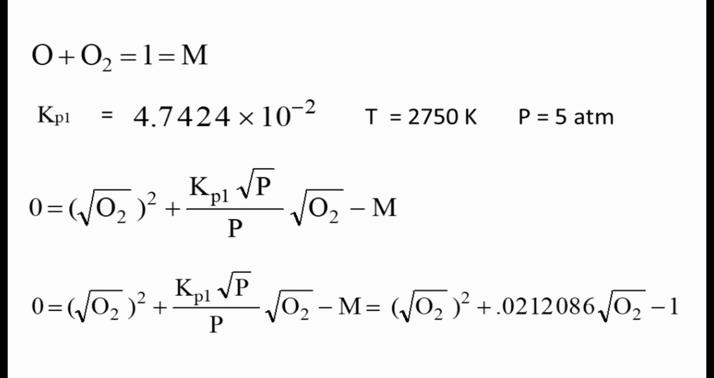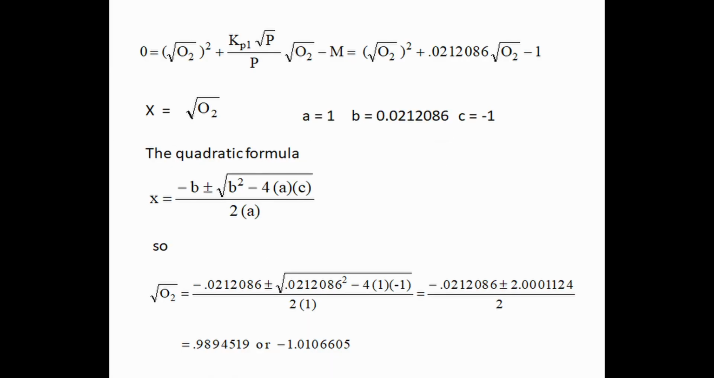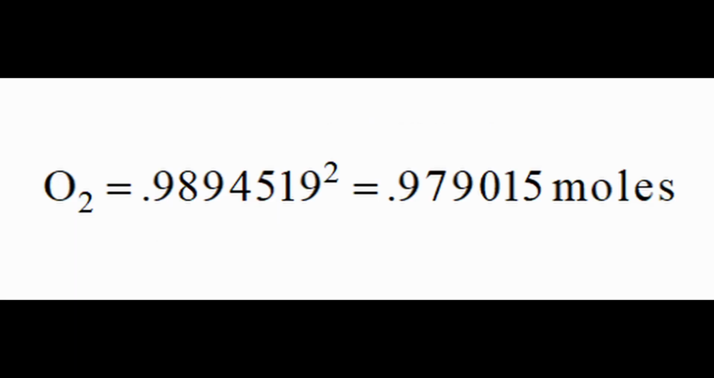At 2750 Kelvin, Kp1 equals 4.7424 times 10 to the negative 2. If P equals 5 and M equals 1, then we can enter these values into the equation. We now have a quadratic equation in the form ax squared plus bx plus c equals 0. x equals the square root of O2, and we can solve for this x with the quadratic formula. So the square root of O2 has 2 roots, 0.989 or negative 1.01. The square root of a real number can't be negative, so O2 equals 0.979 moles.